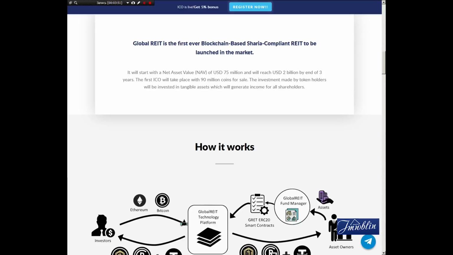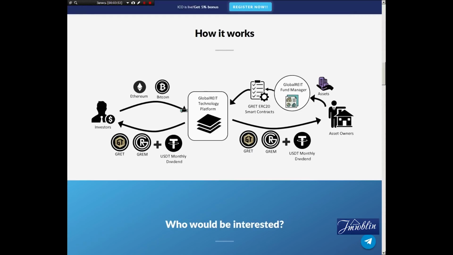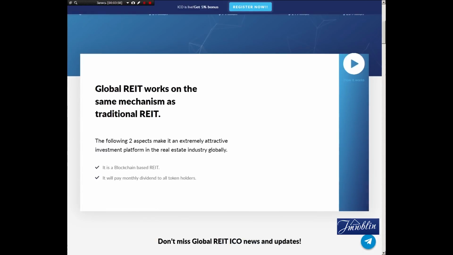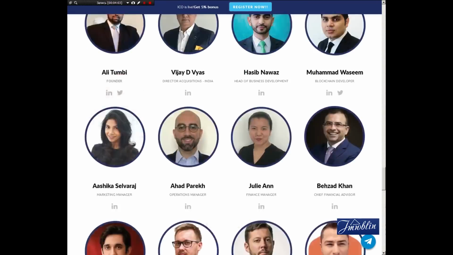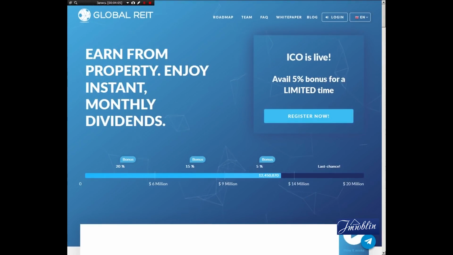Furthermore, if you have more than 5,000 tokens, then you will be provided with free stays at the properties every single year as a reward. If you have more than 100,000 tokens, then you will also be able to sell them back to Global Rate.